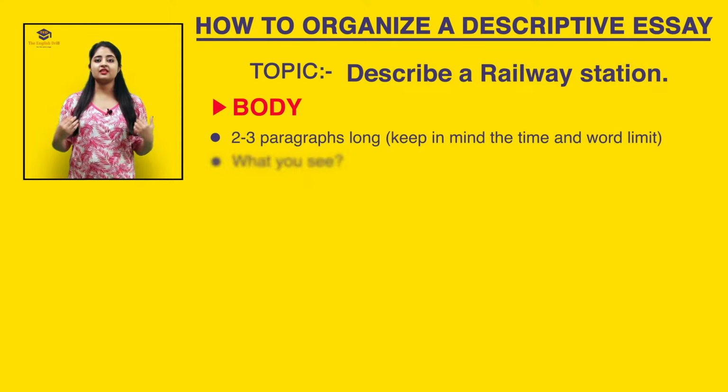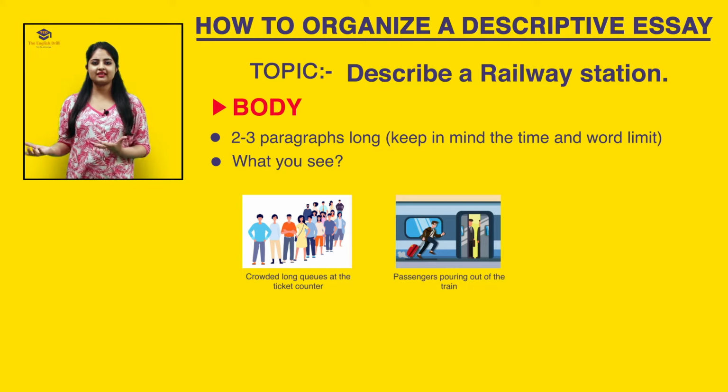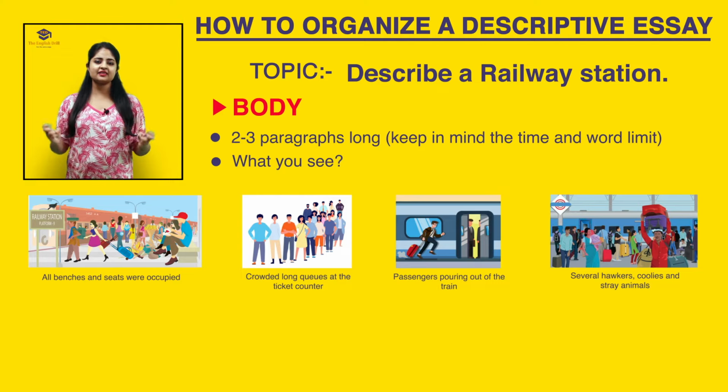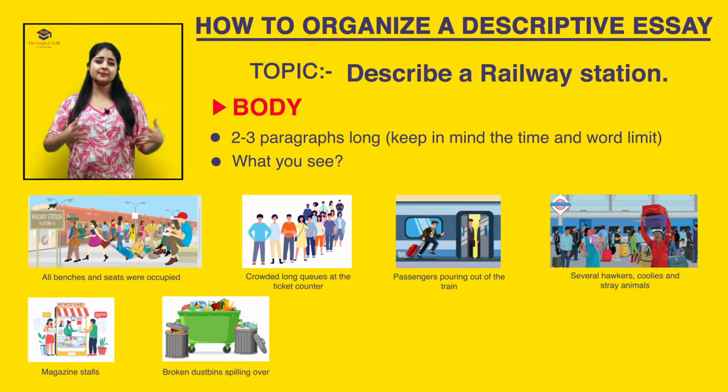Number 1, what you see with your eyes. You might see crowded, long queues at the ticket counters, passengers pouring out of the train as it comes to a halt, and then you might also see that there are several hawkers, coolies, stray animals running about. All the benches and seats were occupied by passengers and people. Magazine stalls selling cheap pirated versions of popular best-selling books. You might also see broken dustbins spilling over.